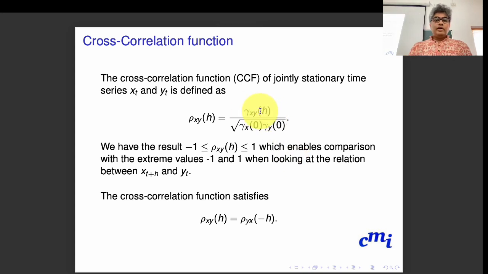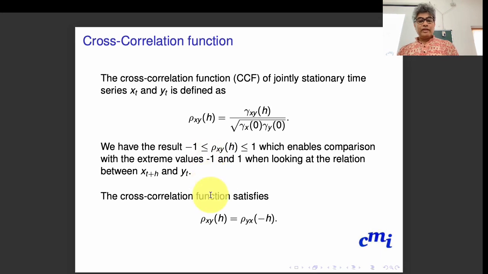Now, once you find the cross covariance function, finding the cross correlation is very easy. You just divide it by the variance of x and variance of y. So gamma x(0) and gamma y(0) are the variance of x and variance of y, and you take the square root of that, so essentially the standard deviation of the x time series and the y time series. And obviously this correlation will always be between -1 and 1.